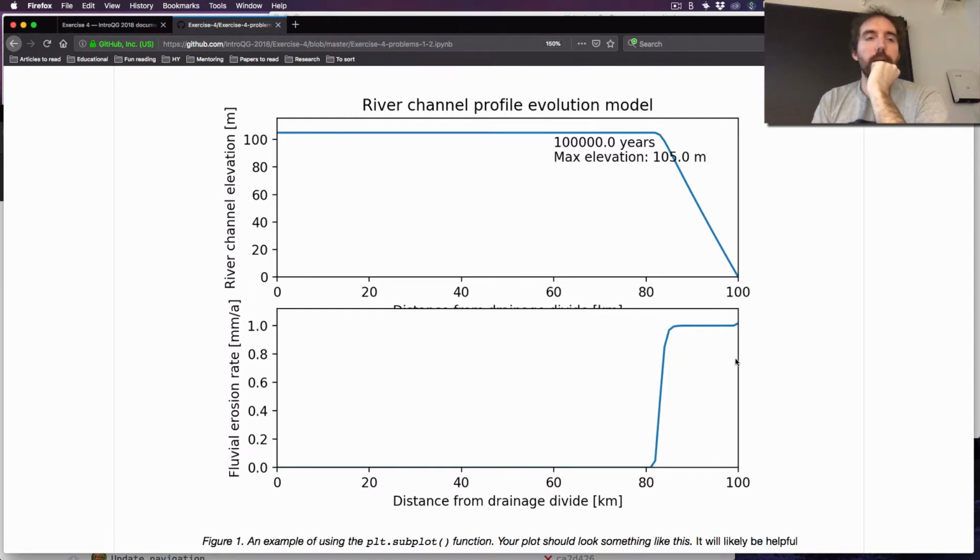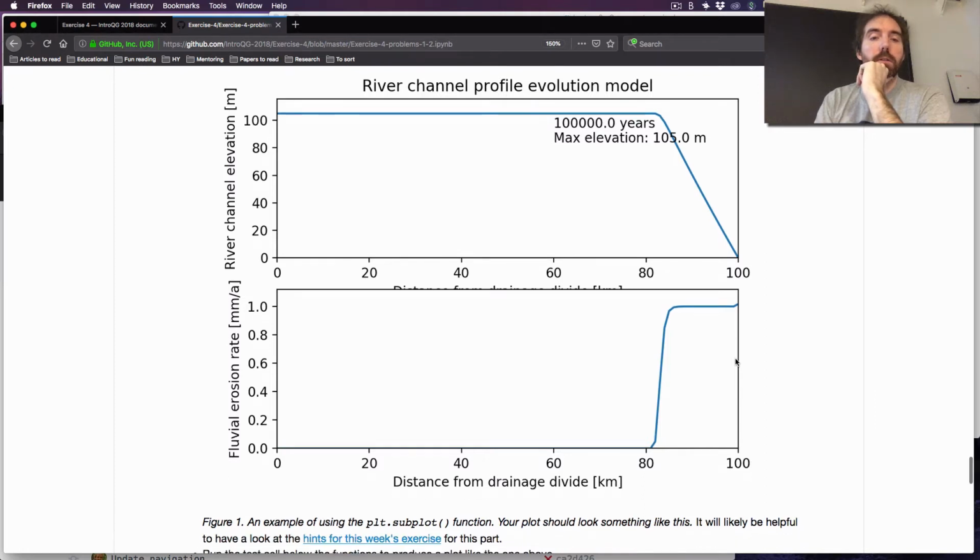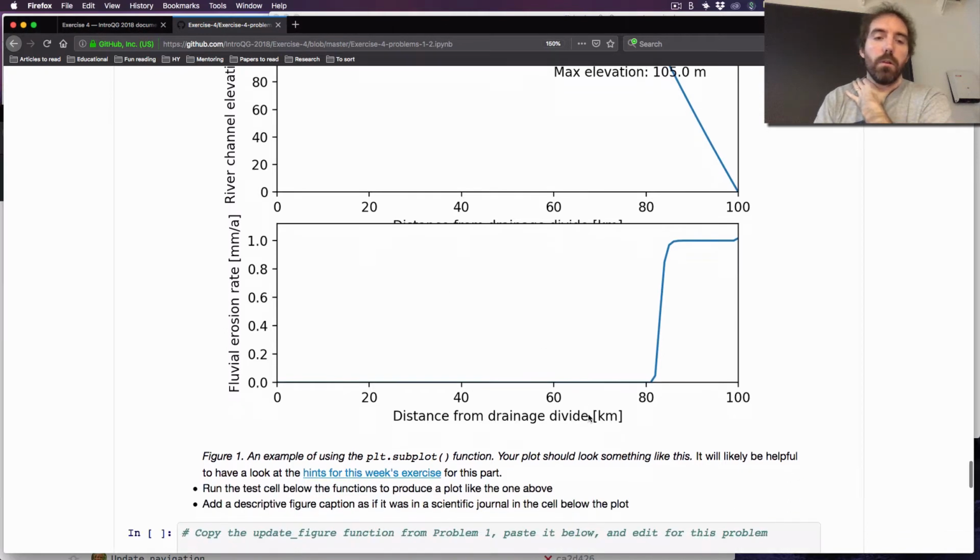That's not always the case, but that's just how it works with this first problem. So the code will produce this top plot to begin with, and then you're going to have to add a subplot for the lower one.